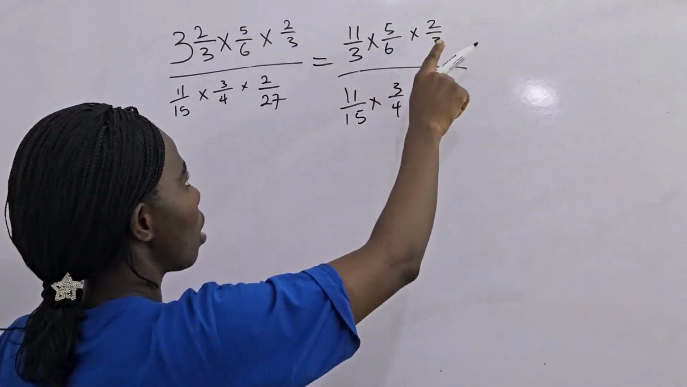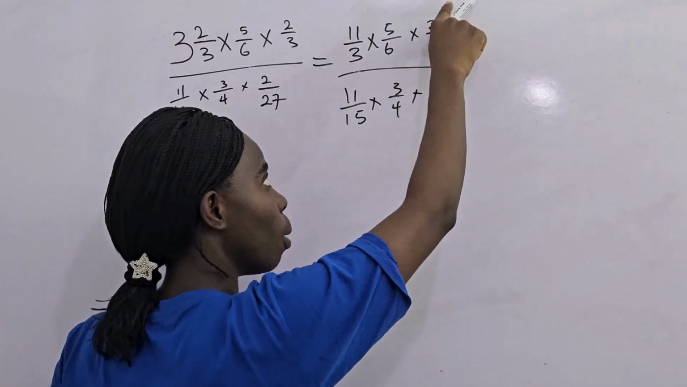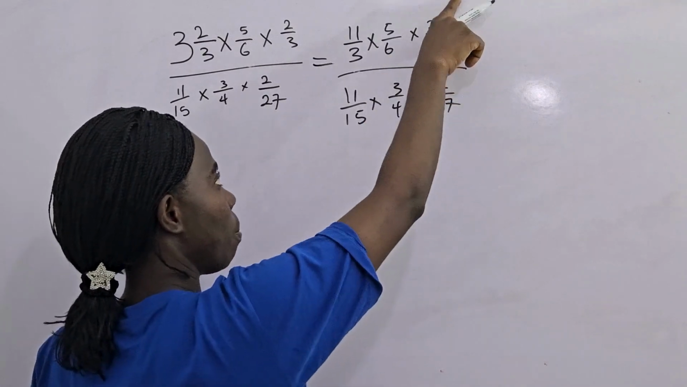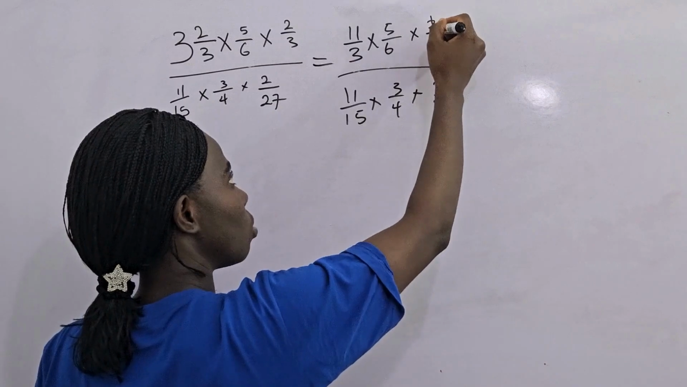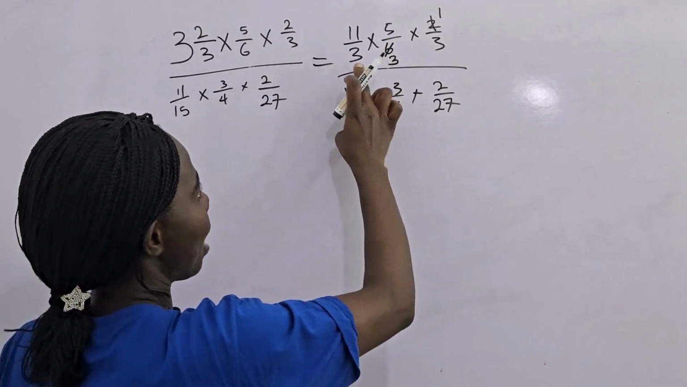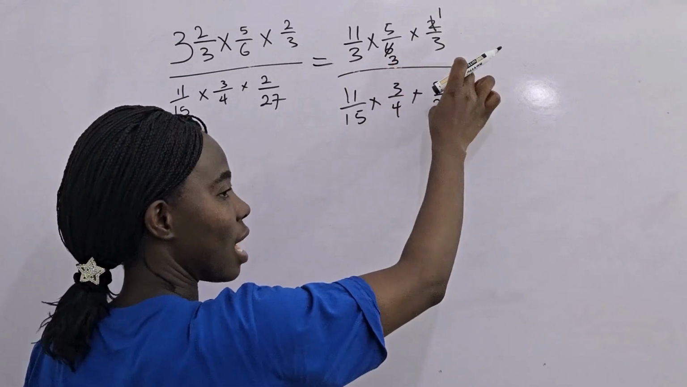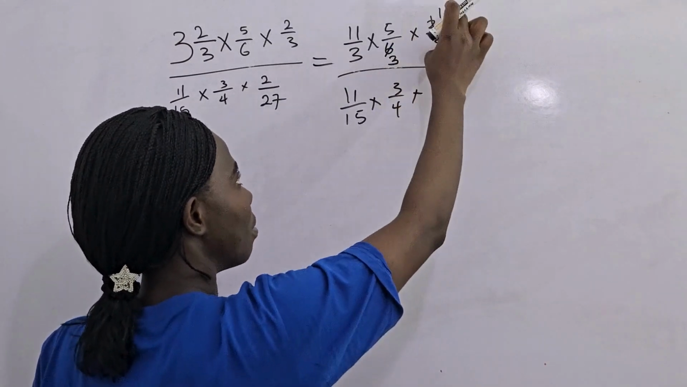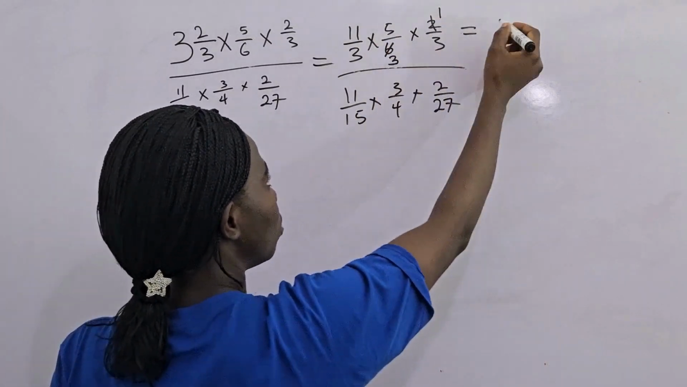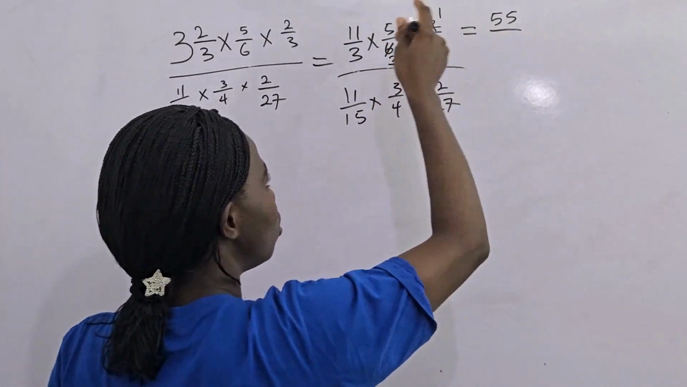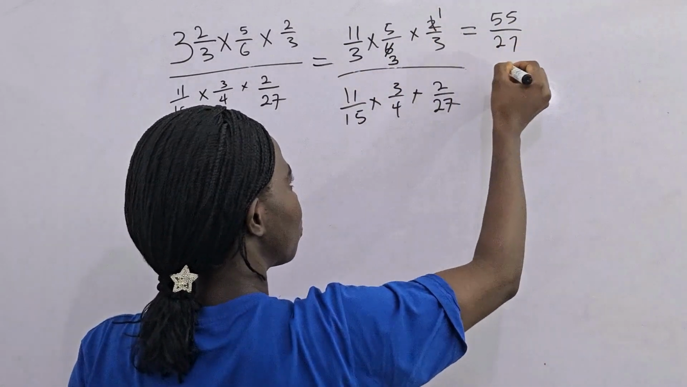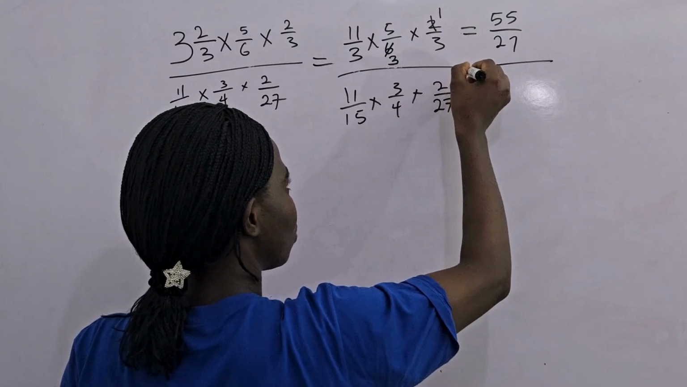Now, this is what I'm saying. 2 can be divided by 2, up, and 6 can also be divided by 2, down. So 2 divided by 2 is 1, and 6 divided by 2 is 3. Despite the fact that we have 3 here, you cannot divide it, as I said, it should be up and down. So for that numerator part, we are left with 11 times 5 times 1, which is 55. And for the denominator, we are left with 3 times 3 times 3, which is 27. That is what I've transferred to this place.